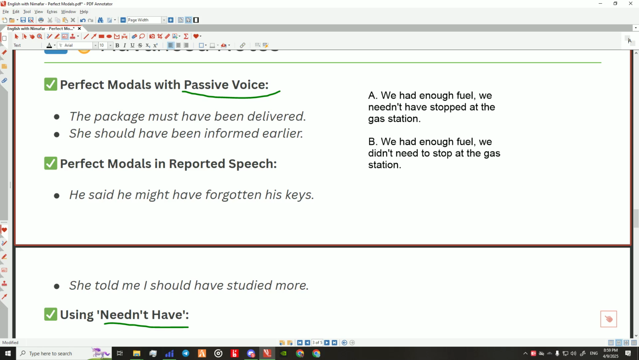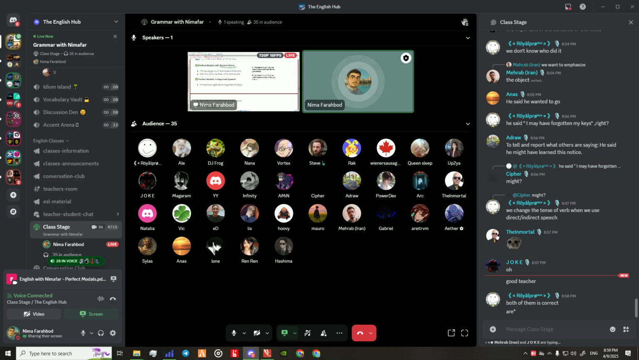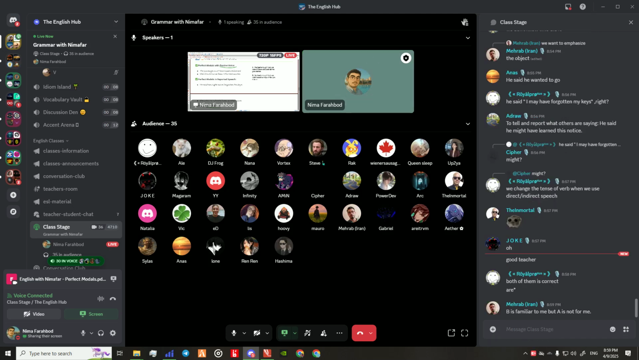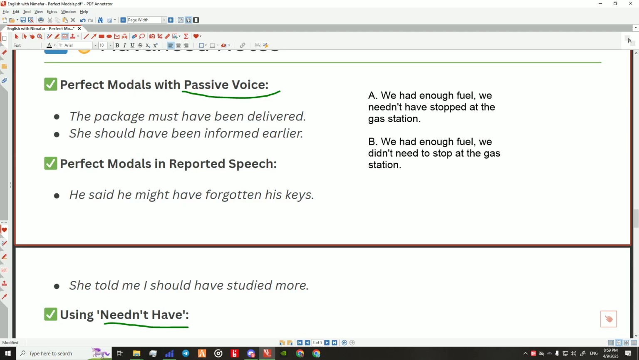But what's the difference? Let's talk about this. Both of them are correct, of course. Very good, as Royal said. B is familiar to me, but A is not. Okay, both of them are commonly used, first of all, in different contexts, for sure. But let's talk about the difference.